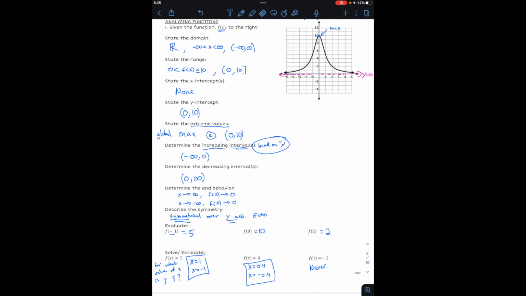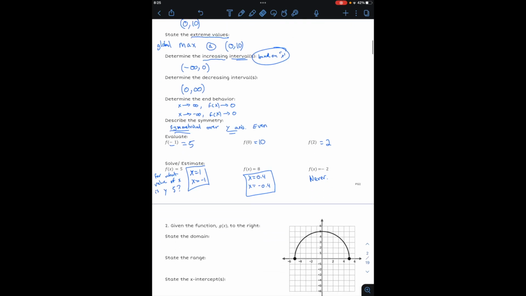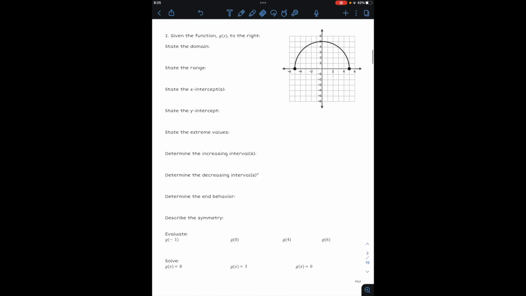So there we go, first page, analyzing functions. We looked at all their behavior, practiced a little notation, evaluating, and reading graphs. So we're going to get another opportunity to do that on page number 2.